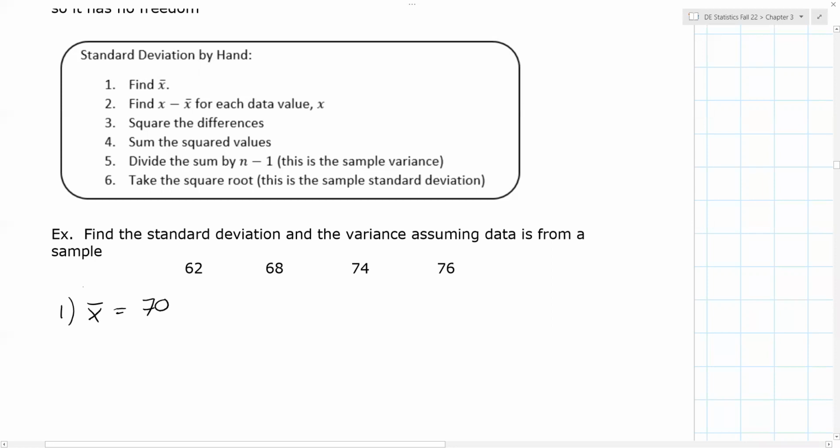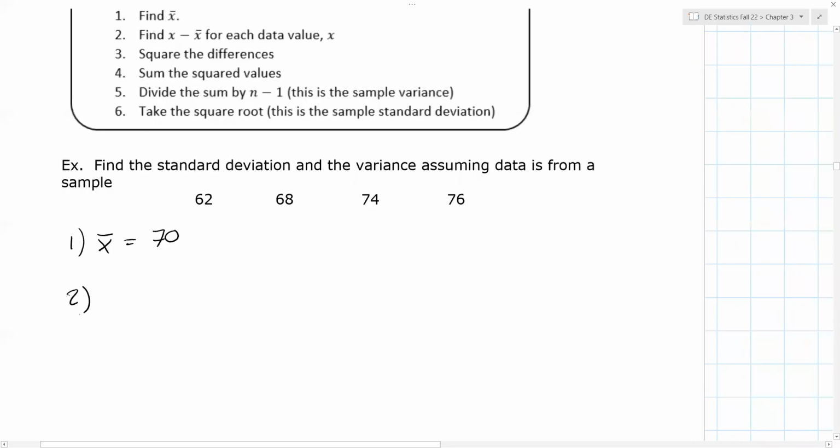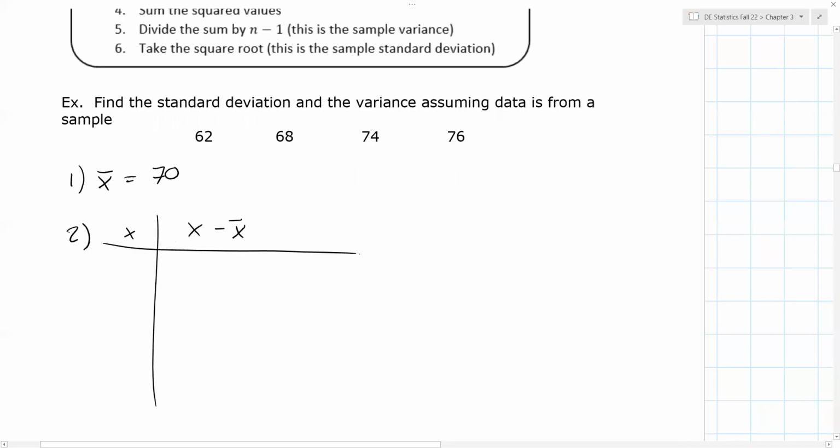Next, for step 2, and here I'm actually going to start making a table. So I'm going to have X and X minus X bar. First I start with X. So in my table, I'm going to have 62, 68, 74, 76. Those are all of my X's. The next column in my table is going to be X minus X bar. So that is 62 minus 70. So I get negative 8. And then 68 minus 70, negative 2, positive 4, positive 6. So that is step 2.